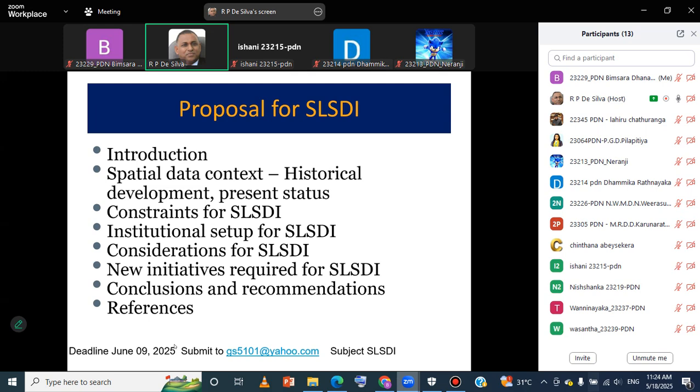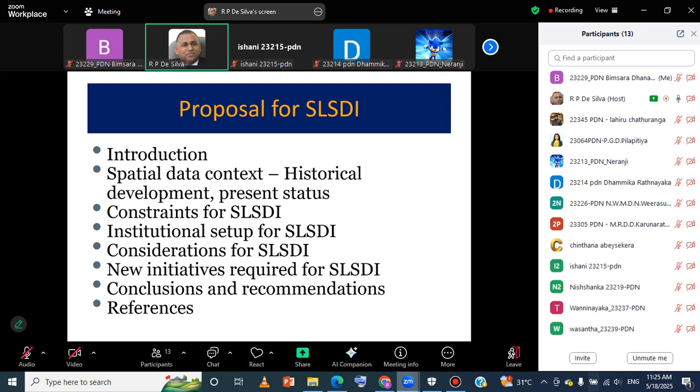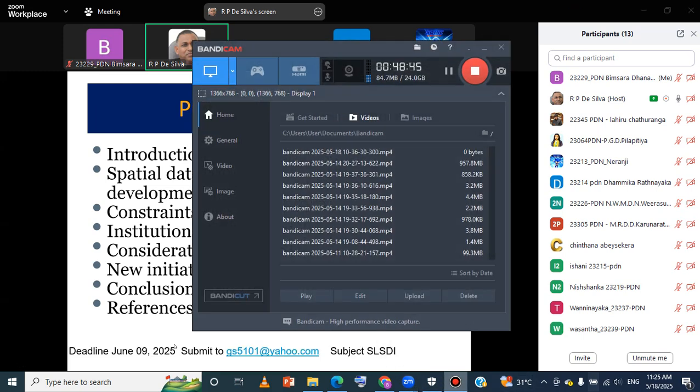So it should be a proper proposal with the introduction and then the spatial data context, historical up to now, how we have evolved through the data, how historical development took place, and what the present status is, bringing it down from the history. And the constraints that are delaying or preventing the SLSDI: what are the problems, issues, and constraints we have.